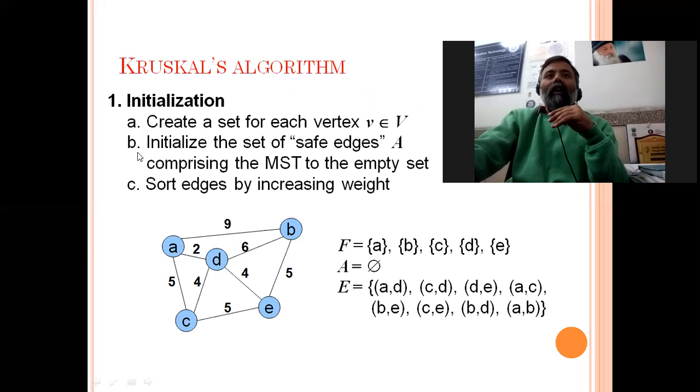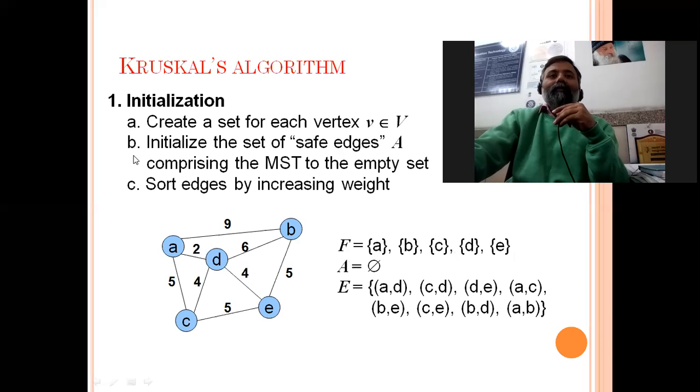Now we will talk about the detailed algorithm of Kruskal's. Firstly, we will initialize, and in initialization, we will create a set for each vertex. So basically, these sets will denote that forest. So suppose we have five vertices in this graph. So there will be five sets corresponding to each vertex. So you can see here we have sets A, B, C, D, and E. So it is just an example.